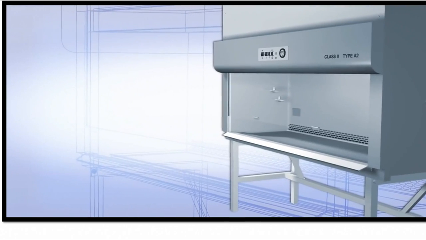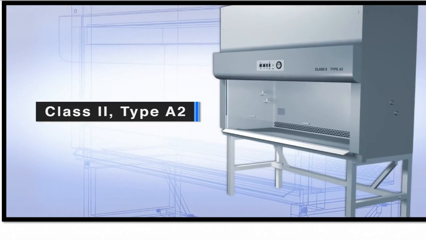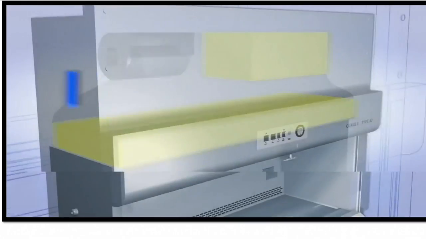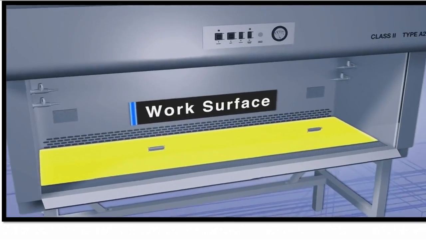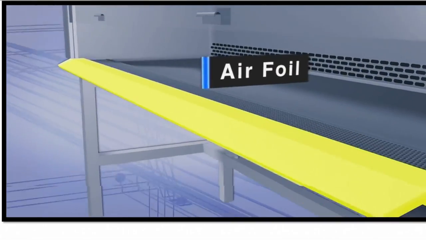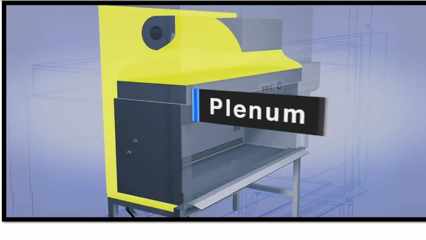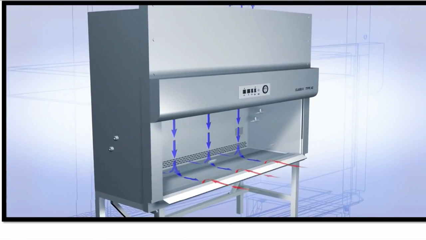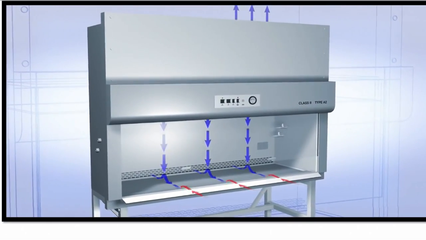This video depicts a freestanding Class 2 Type A2 Biological Safety Cabinet, or BSC. It includes HEPA filters for exhaust and supply air, the work surface, the opening to the work surface, the airfoil, front and rear air intake grills, the plenum. The BSC's air filtration system works to keep potentially contaminated air from seeping back onto the worker.